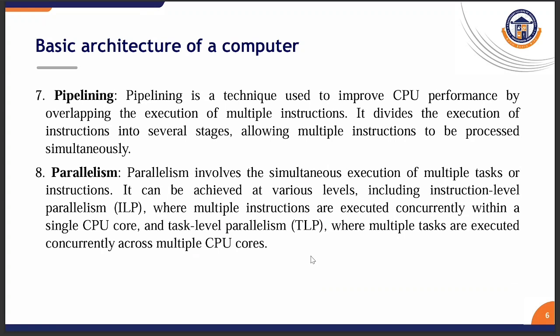Pipelining is a technique used to improve CPU performance by overlapping the execution of multiple instructions. It divides the execution of instructions into several stages, allowing multiple instructions to be processed simultaneously. Parallelism involves the simultaneous execution of multiple tasks and instructions. It can be achieved at various levels, including instruction level parallelism, where multiple instructions are executed concurrently within a single CPU core, and task level parallelism, where multiple tasks are executed concurrently across multiple CPU cores.